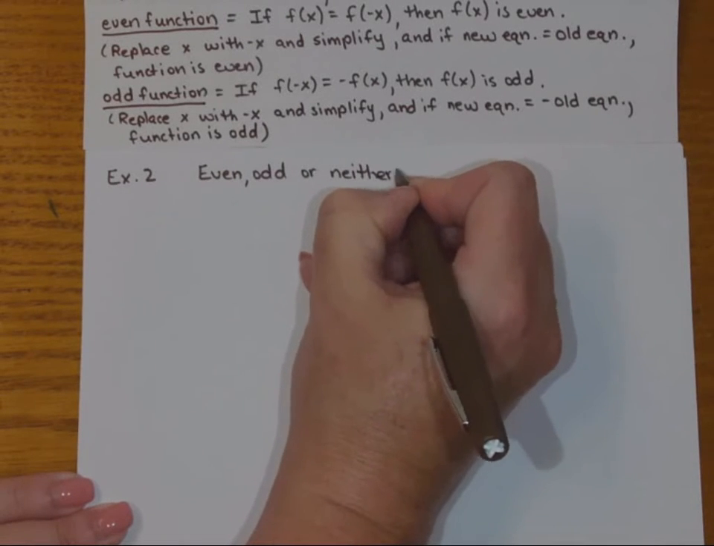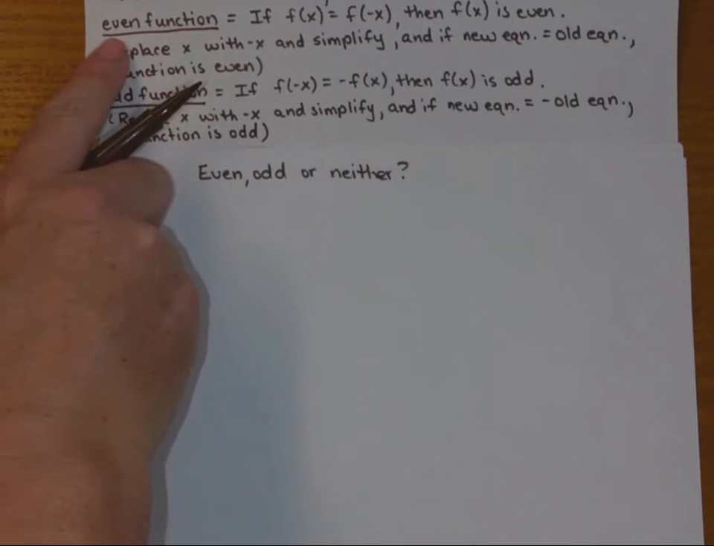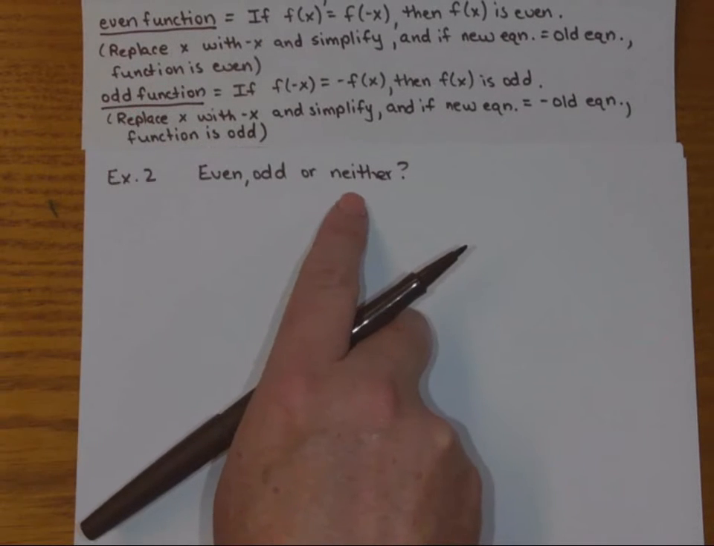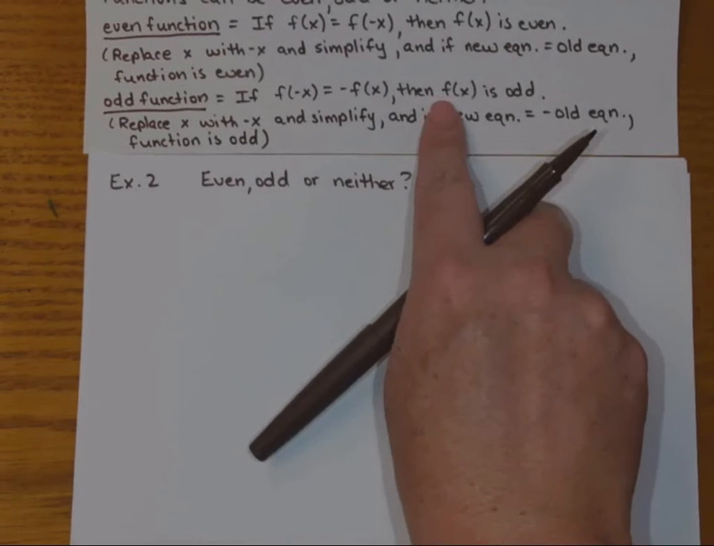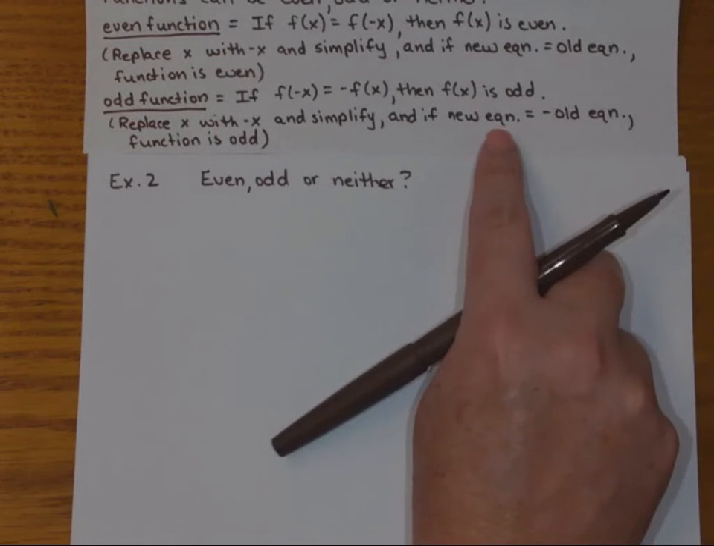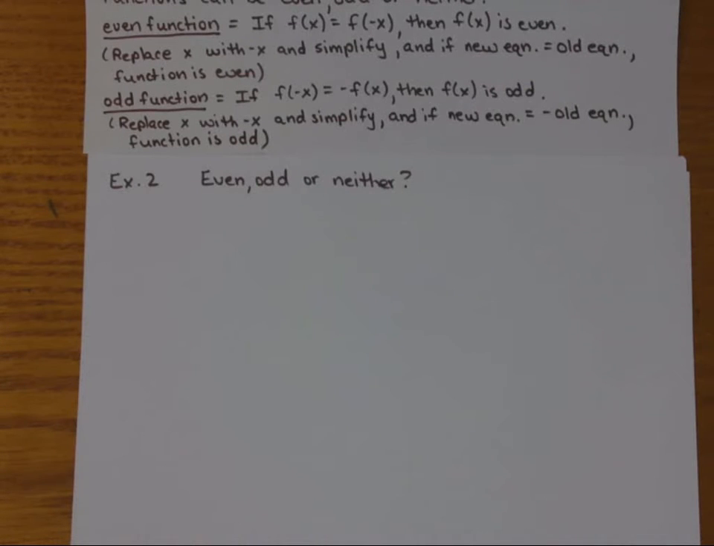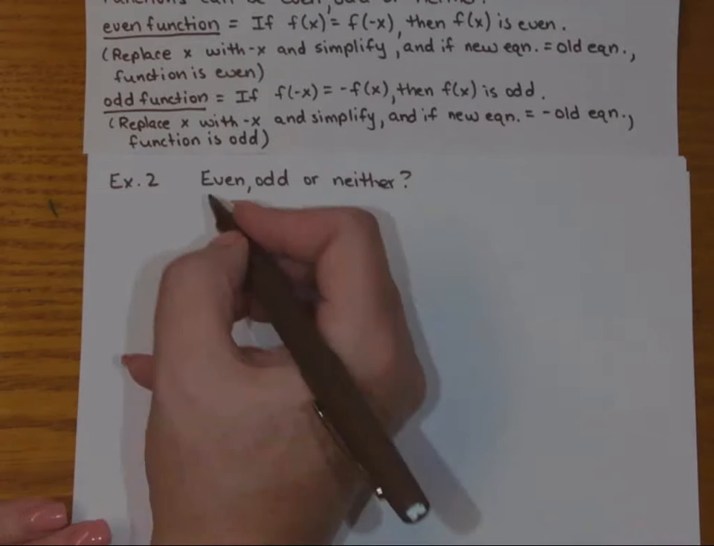All right, so we didn't really talk about neither, but it kind of stands to reason, right? If it's neither even nor odd, then we're going to say it's neither. So if the new equation is not equal to the old equation, or if the new equation isn't equal to the negative version of the original, then it's not either one, and we would say neither.